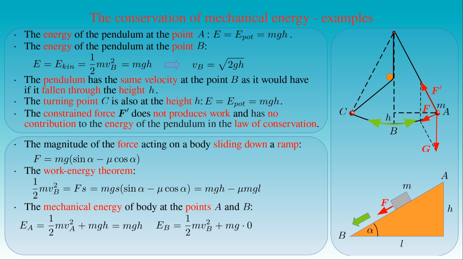If we substitute the expression obtained for the kinetic energy in the work-energy theorem into this equation, we can write the mechanical energy at the point B as m times g times the height h, minus mu times m times g times the length L.